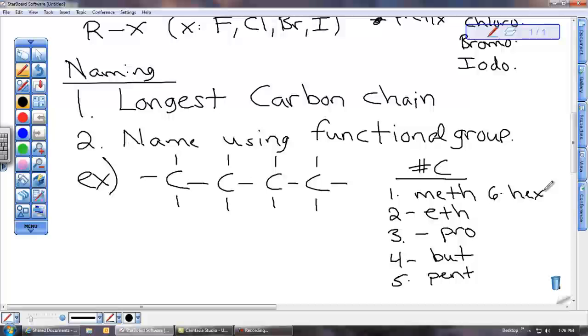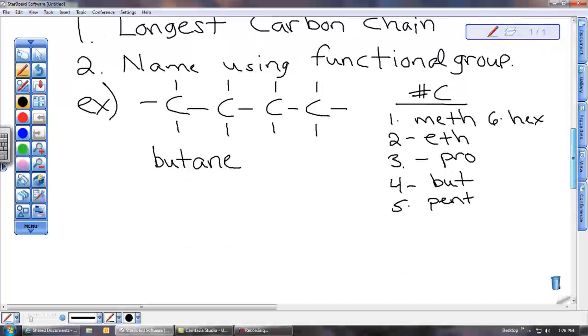So this is a 4-carbon chain. The chemical group is alkane, so it ends in -ane. This is butane. Very simple. If I had 3 carbons, what would it be? Propane. 2 carbons, ethane. 5 carbons, pentane. 6, hexane. See how simple it is? It's extremely easy. Now, alkanes are obviously the simplest. So let's get a little more.